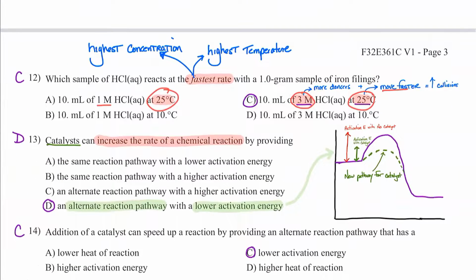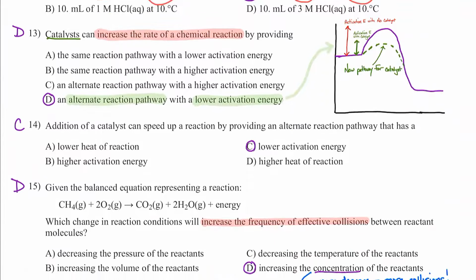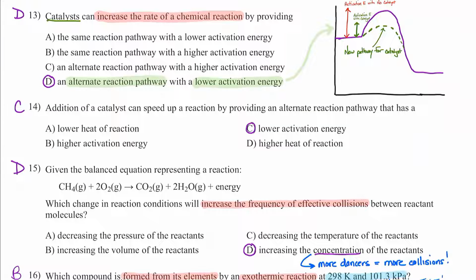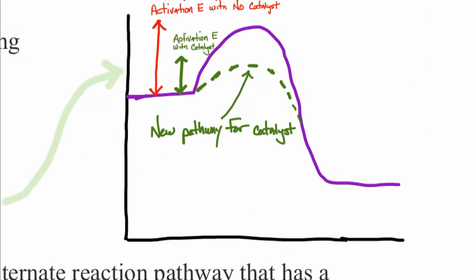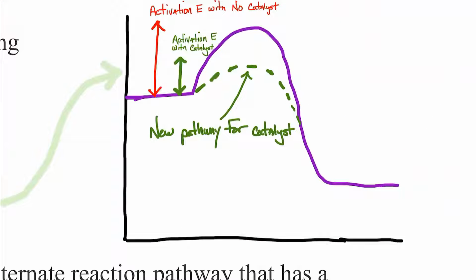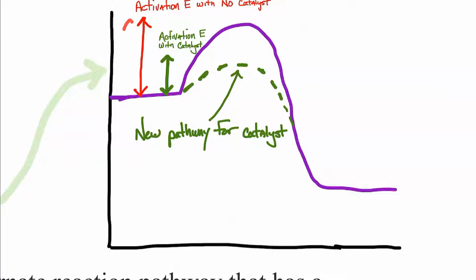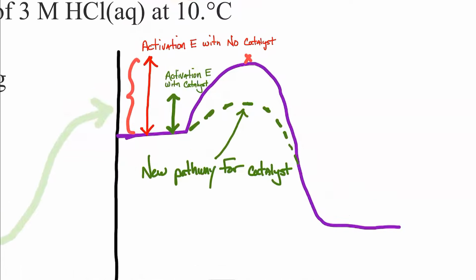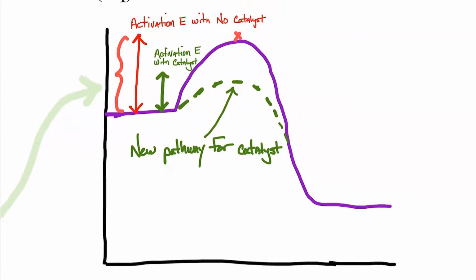Okay, now let's go on to 13, catalysts. We know they increase the rate of reaction, but they do so differently. What they do is they provide a new pathway. We know that this is the activation barrier right here. This is the activation energy that I always say is the energy I need to ride a slide. I got to get to the top. So in order for me to react, I need to have a certain amount of activation energy. And this is the activation energy with no catalyst, the red.